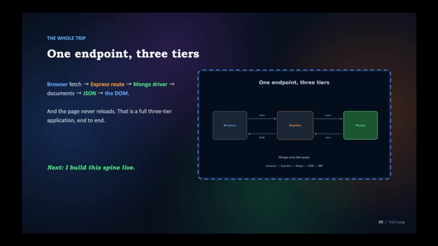Now here is the complete picture. The browser fires a fetch over HTTP, Express checks static, falls through to the route, queries MongoDB through the driver, Mongo returns the documents, Express sends them back as JSON, the front end renders them into the DOM, and the page never reloads. So this is a full three-tier application end to end, and now we are going to build the spine of it live: the Express route, the fetch, and the render, so that you can watch the whole thing actually run.